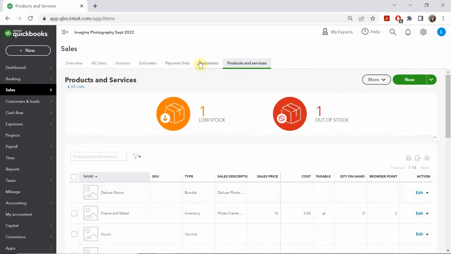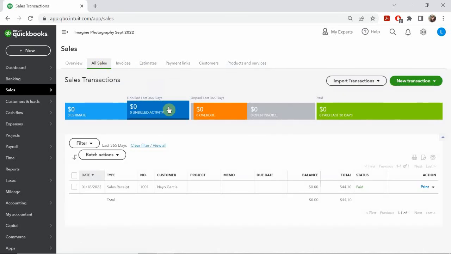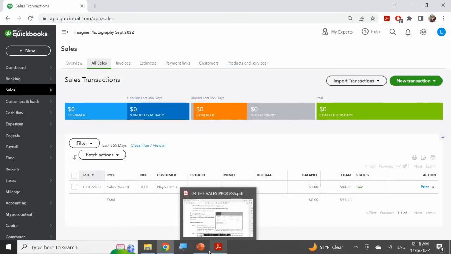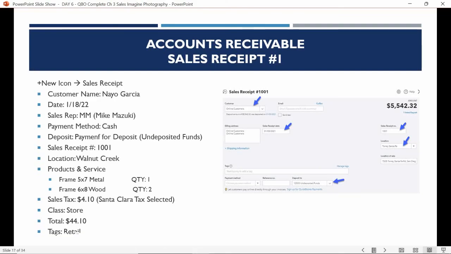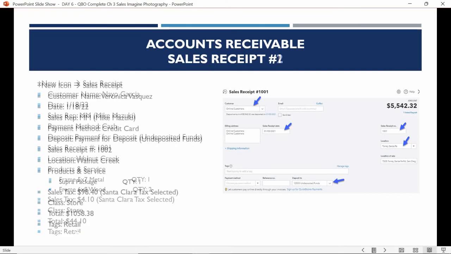Okay, going back to sales, all sales. Okay. So that was doing the very first one, recording our very first sales receipt. So let's take a look at the next one.